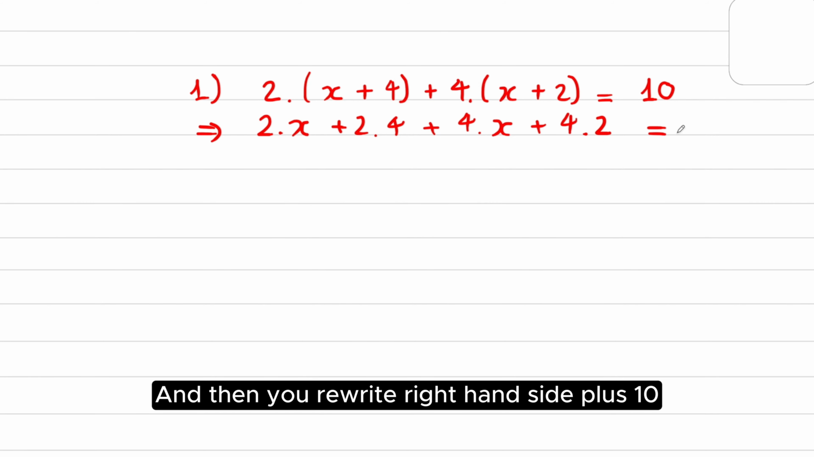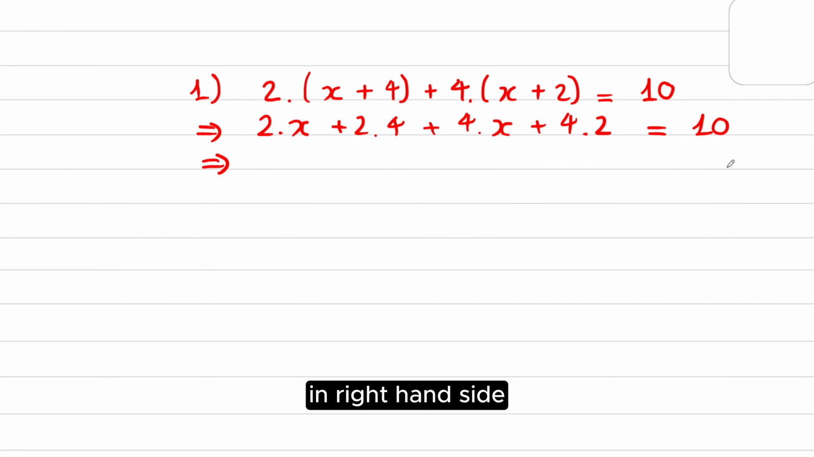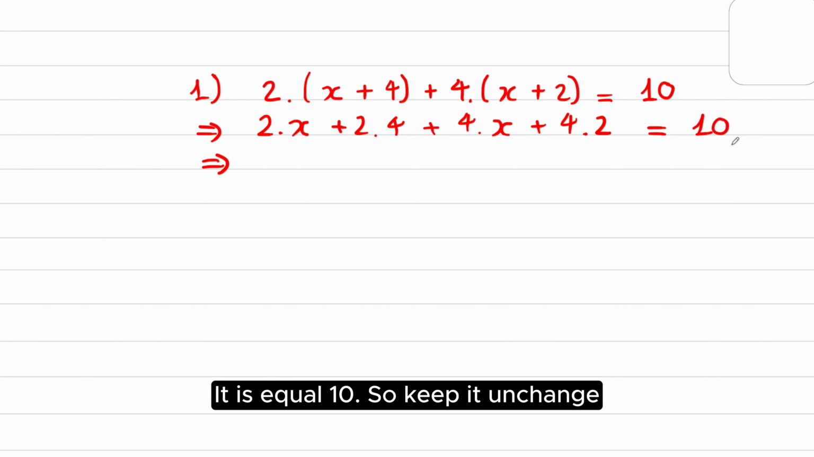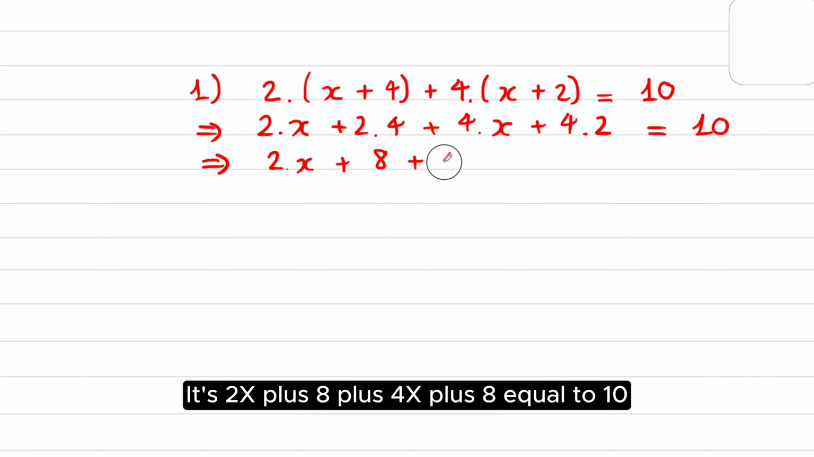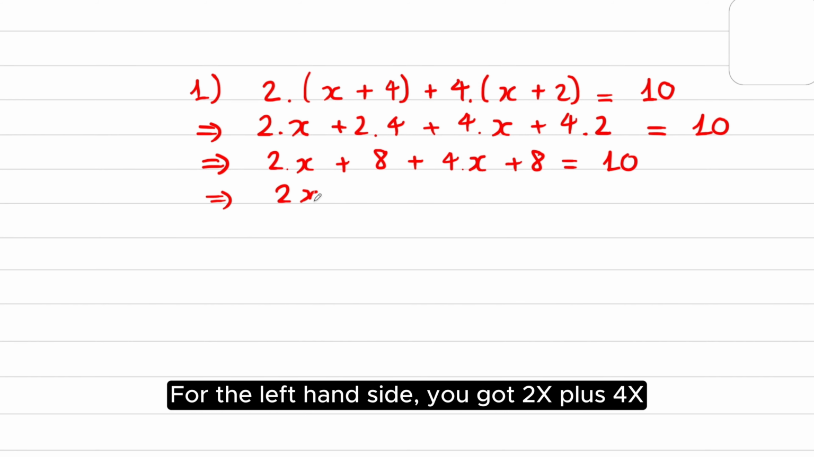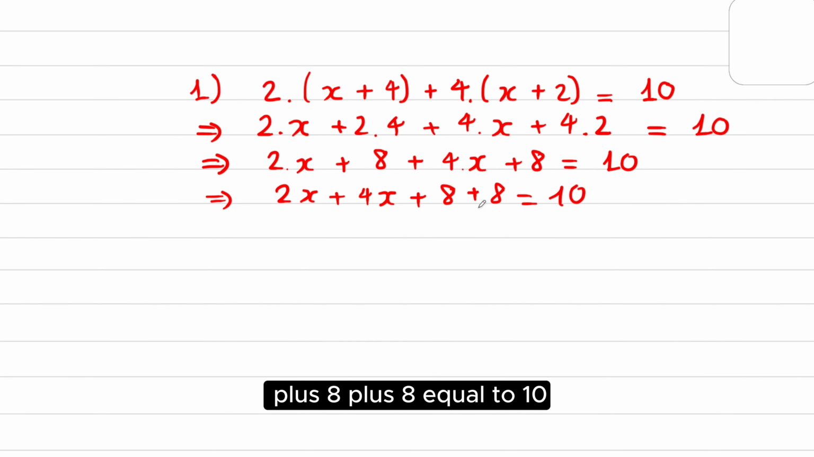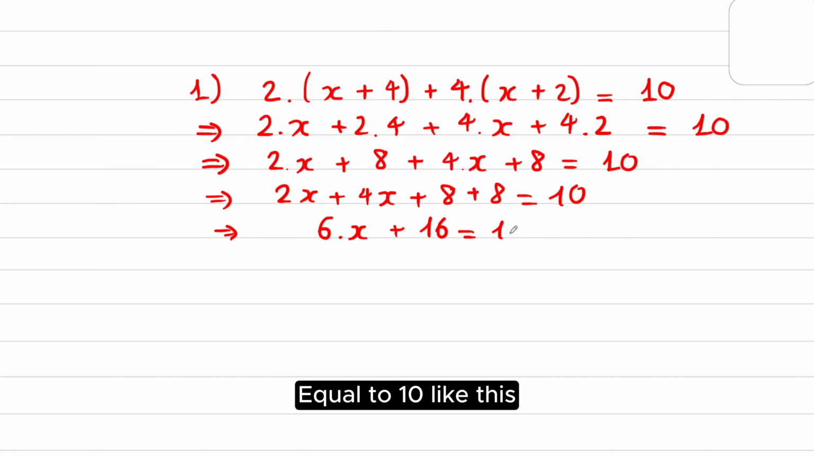And then you rewrite the right hand side, plus 10. I think you don't need to do anything on the right hand side. This is equal to 10, so keep it unchanged. We just simplify the left hand side first. So you get 2x plus 8 plus 4x plus 8 equal to 10. For the left hand side, you get 2x plus 4x plus 8 plus 8 equal to 10. And then the next one, you get 6 times x plus 16 equal to 10.